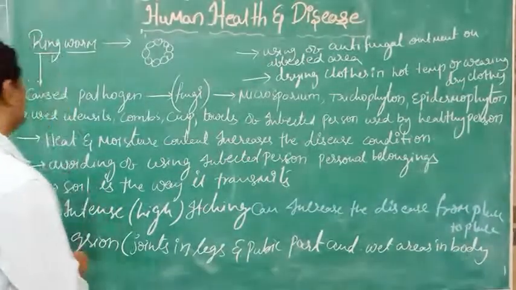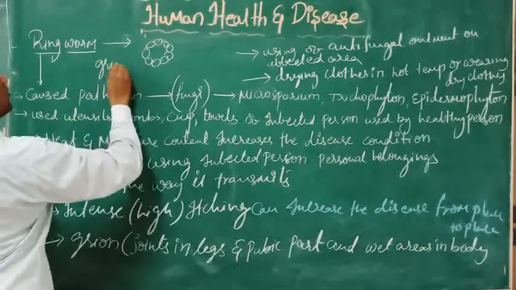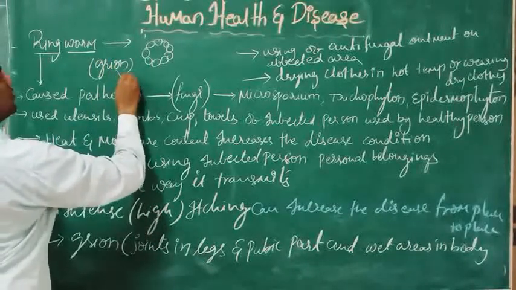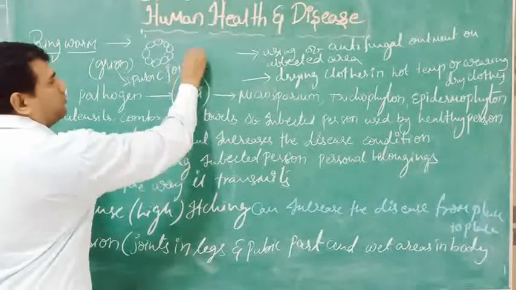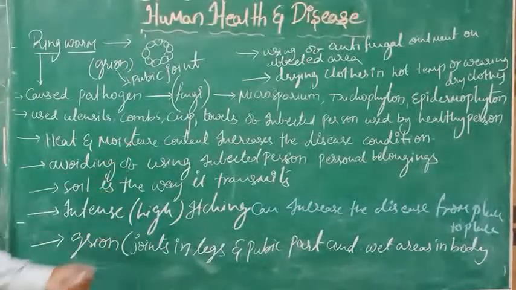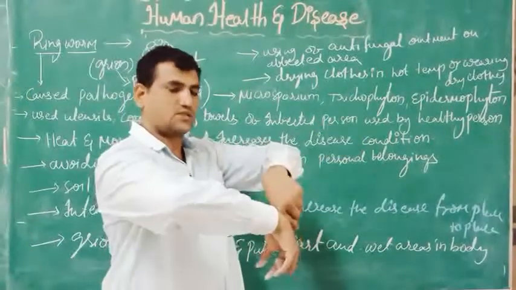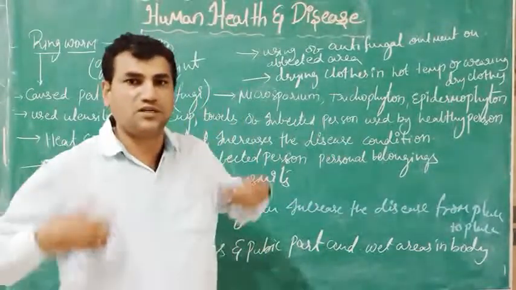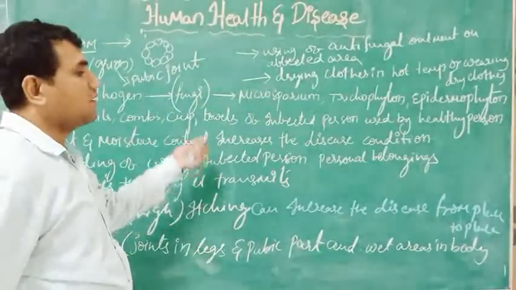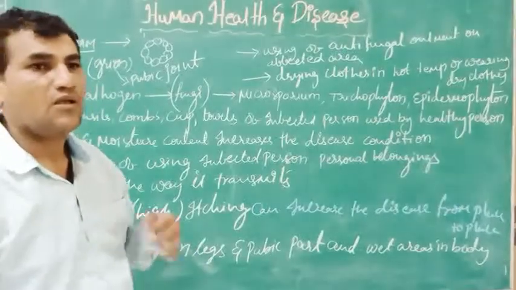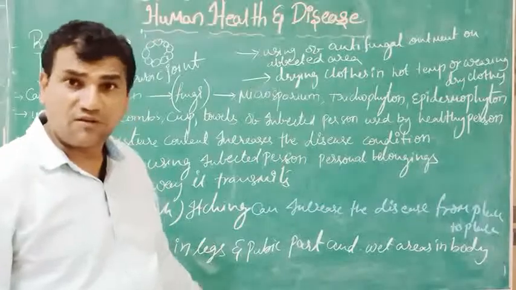Here we come across a word called groin, which means the pubic joint place. You can see the disease mostly in places like joints, armpits, etc. So this is about the ringworm. We'll tomorrow continue with the life history of malaria.